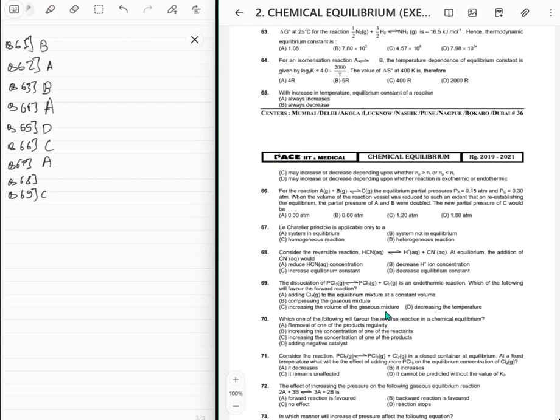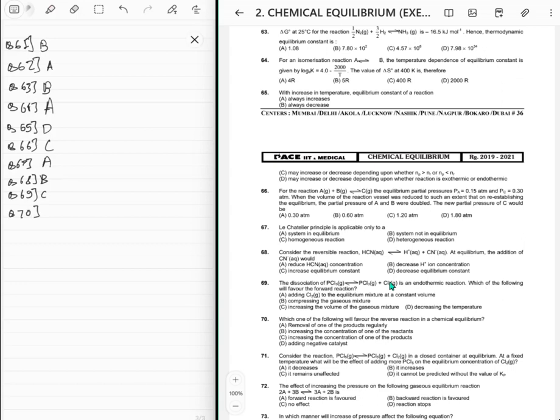Reduce HCN concentration, no, it will increase it. Increase equilibrium constant, decrease H plus constant. I mean, C is just rubbish. B, yes, B works because it will go backwards and then you will have less H plus. And there's dissociation of water as well, that might also play a part, but just ignore that. D is also rubbish. So B, question number 68 is B.